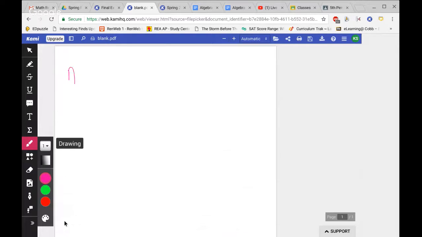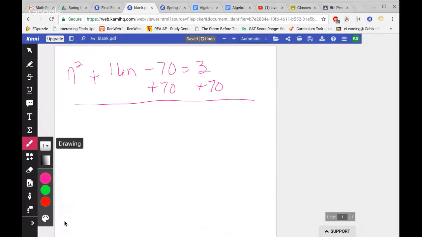N squared plus 16n, I'm sorry, say that again. Plus 16n. Okay, thank you. Minus 70 equals 3. Okay, so in order to complete the square, I want to half it, square it, add it, that we just did a few minutes ago. But this 70 is in my way. So I'm going to add 70 to both sides to get it out of my way. Because I have to have that space right next to my n squared plus 16n.